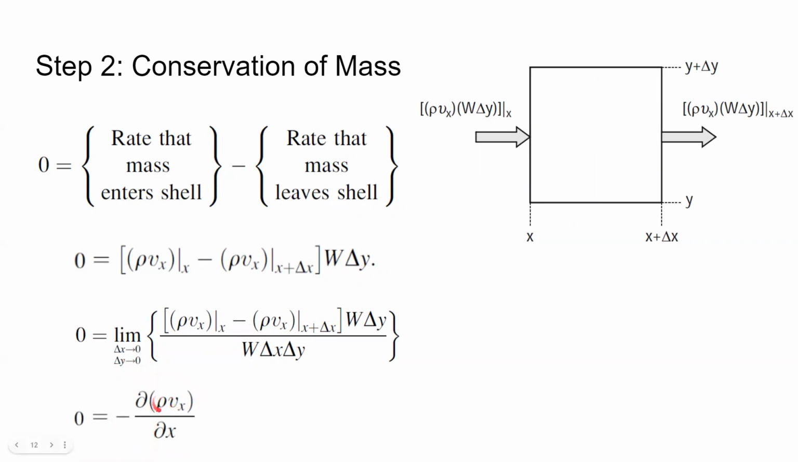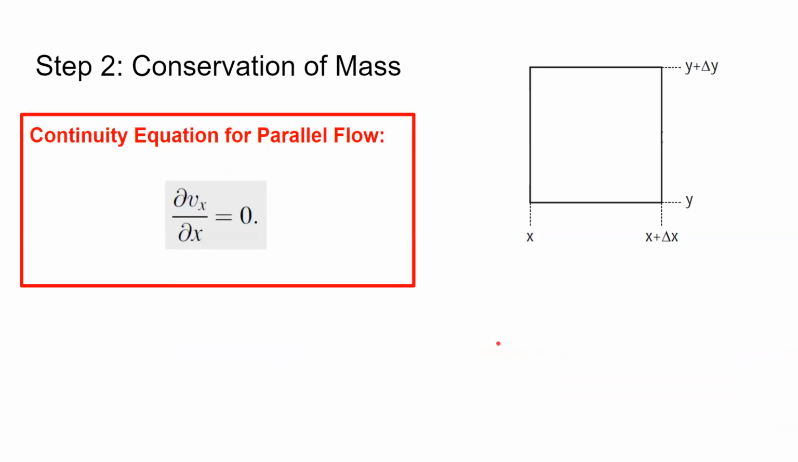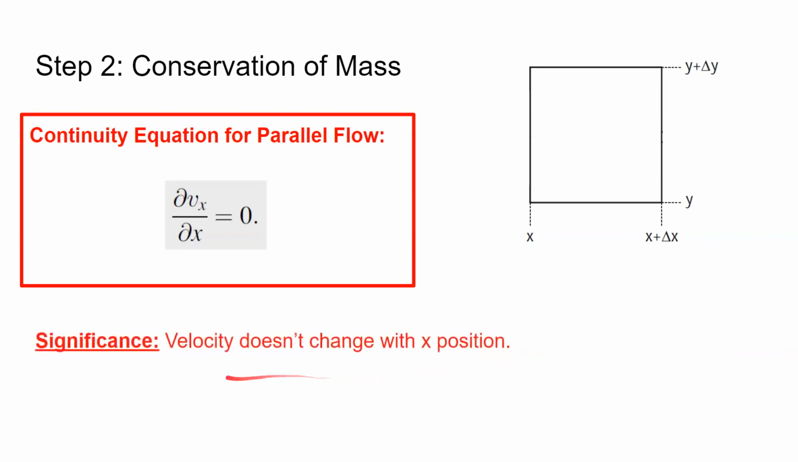And because we also see a rho term right here, we know that the density of blood is constant. Constant rho could be any fluid. It's given if the problem gives that rho is constant. We can simplify this right over here to this expression. So what does this expression actually mean? Well, it's the continuity equation for parallel flow. So it means that the velocity doesn't change with the x position. So that's important because we need to know that at this point or this point, the velocity is still the same, right? We have that continuous flow.